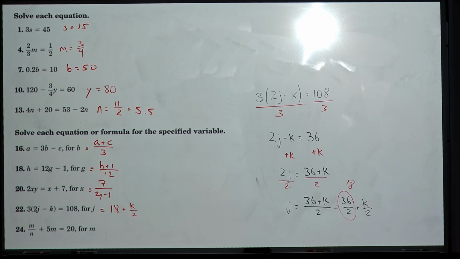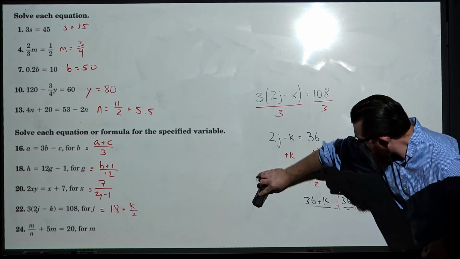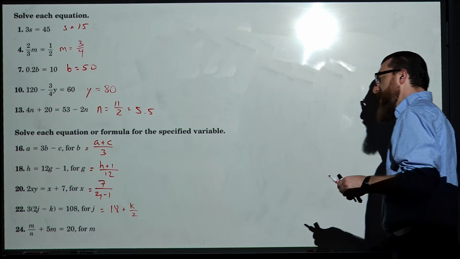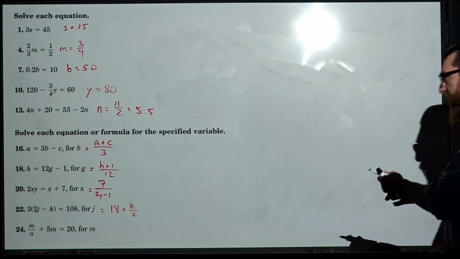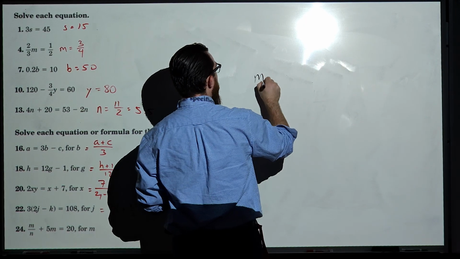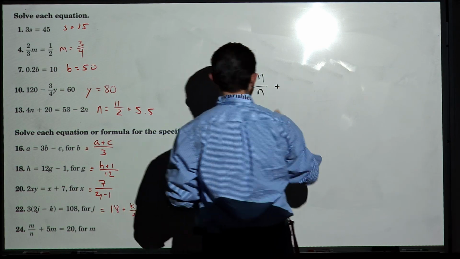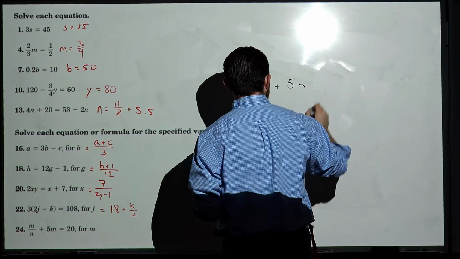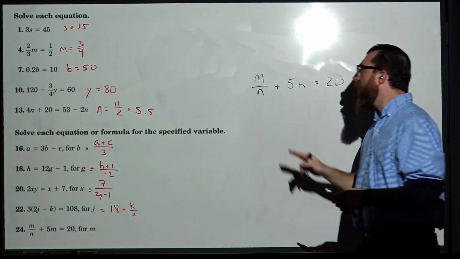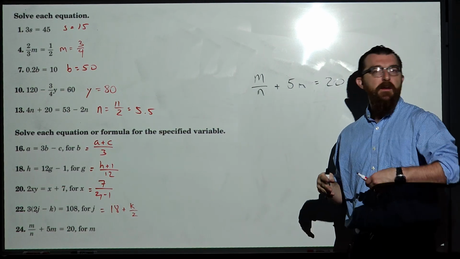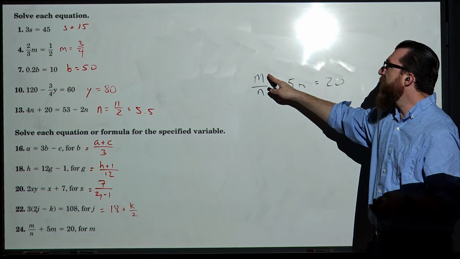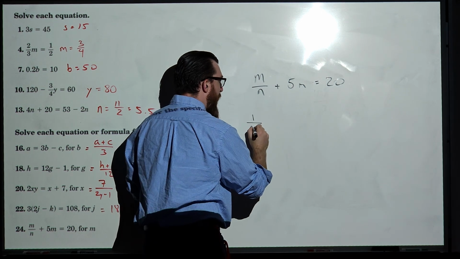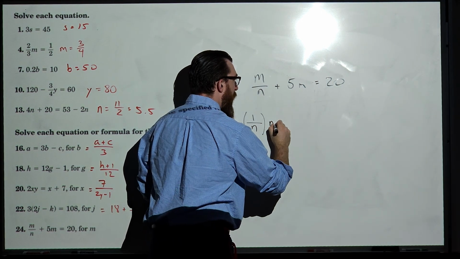Okay, finally to the last problem. m over n plus 5m equals 20, solving for m. Okay, so this fraction might look a little intimidating, but don't worry about it. As soon as I rewrite this, I think you'll see this is no big deal. m over n is the same thing as m divided by n, but it's also the same thing as 1/n of m.